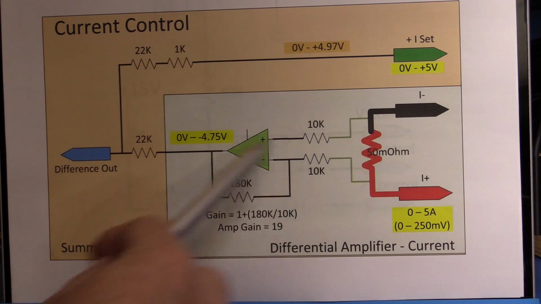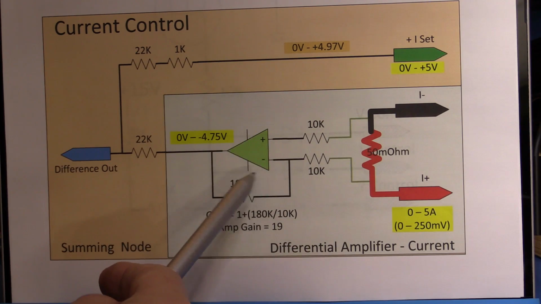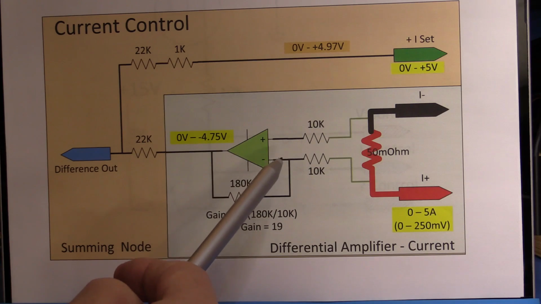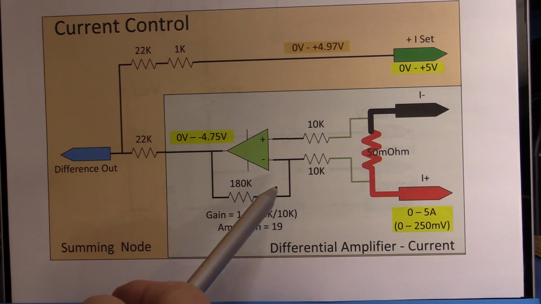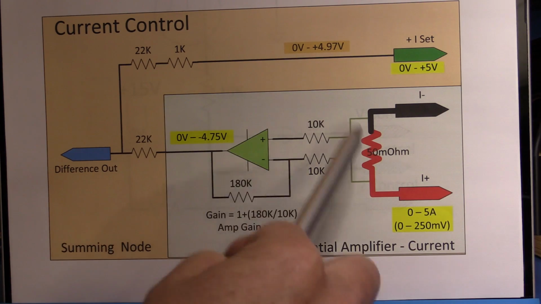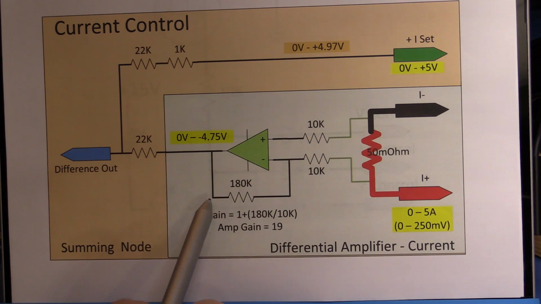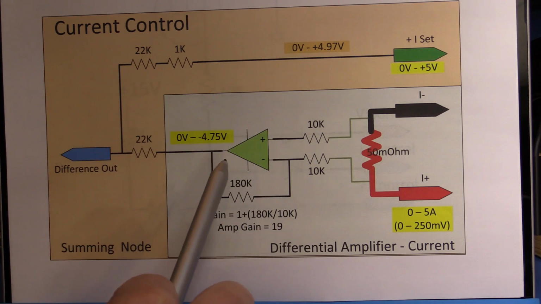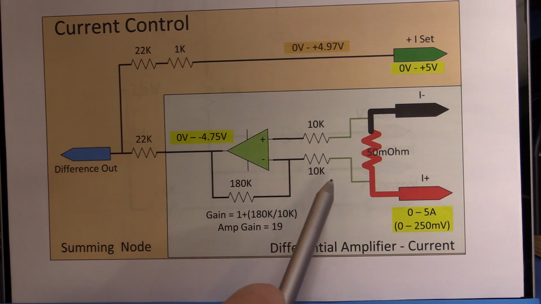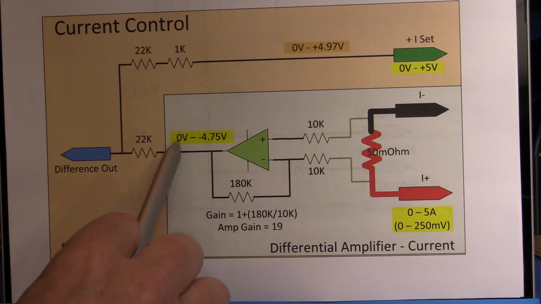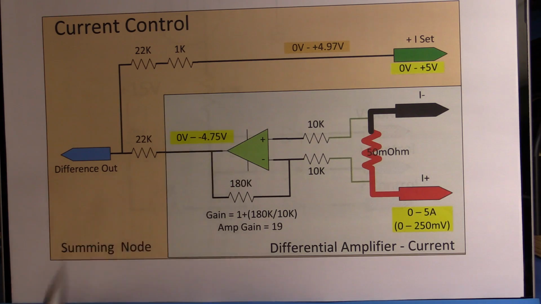Now, I'm using standard resistor values here, so that you can pretty much pick up your resistors from wherever you need to. You can make it more precise if you want to, that's fine, but for the sake of this demonstration, I'm just using off-the-shelf standard 5% parts. We'll go into more of why that doesn't matter too much later through the video. So 250 millivolts input, a gain of 19, gives us an output of 0 volts to minus 4.75 volts.